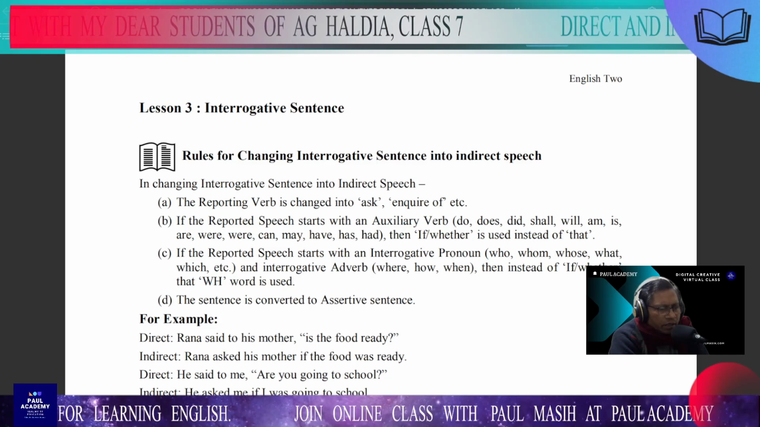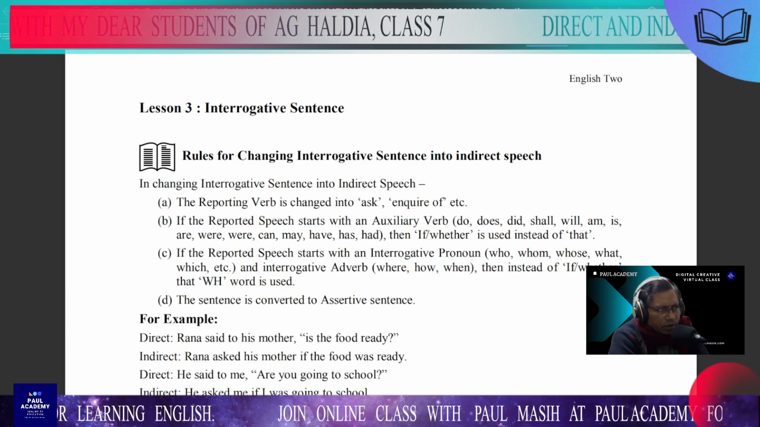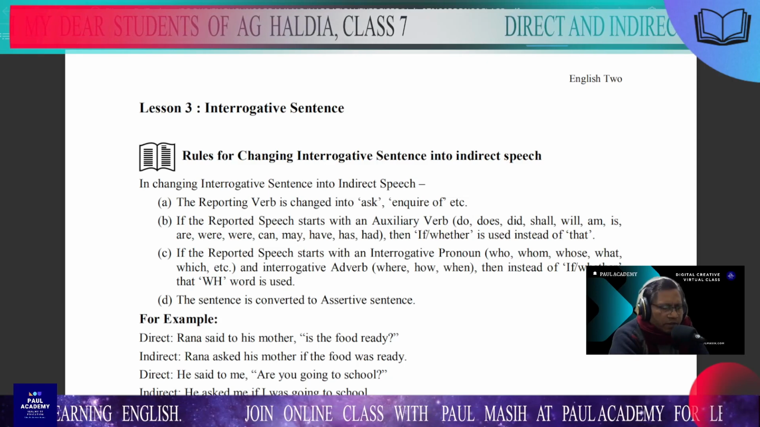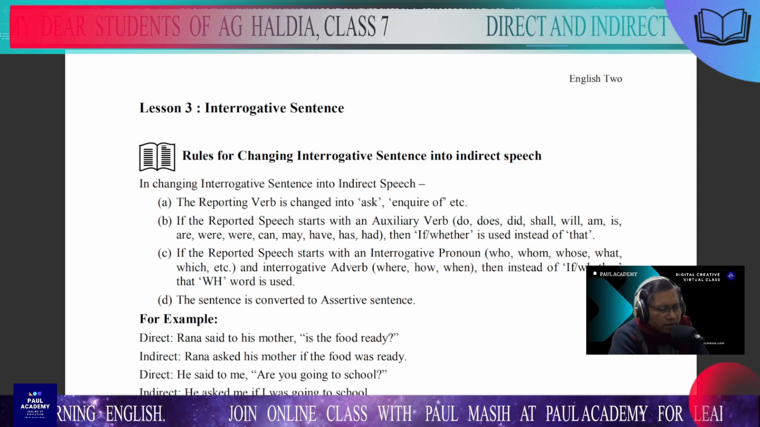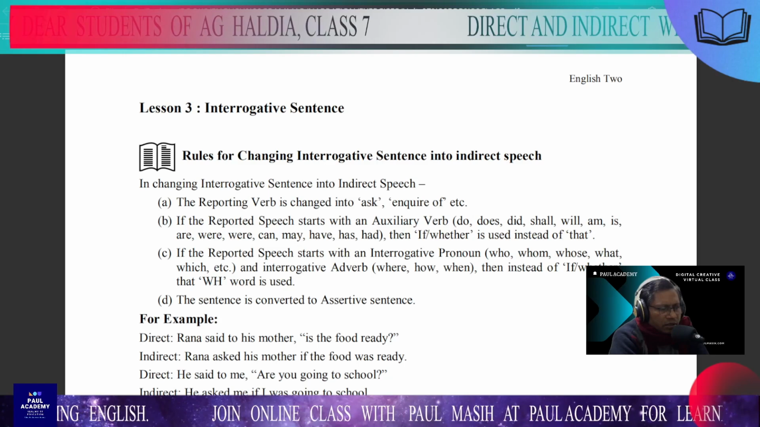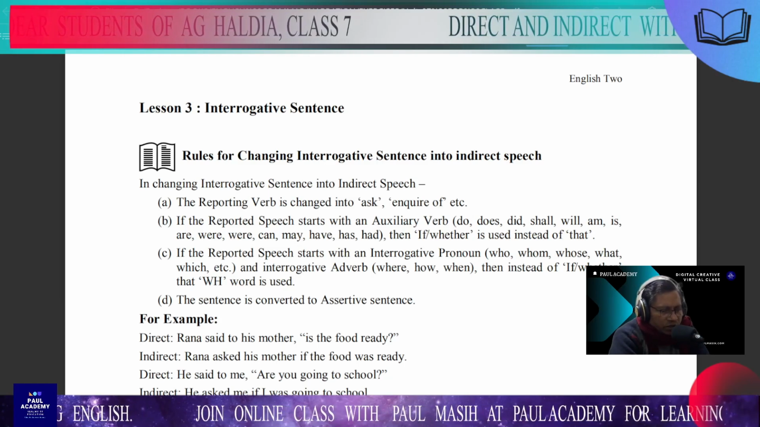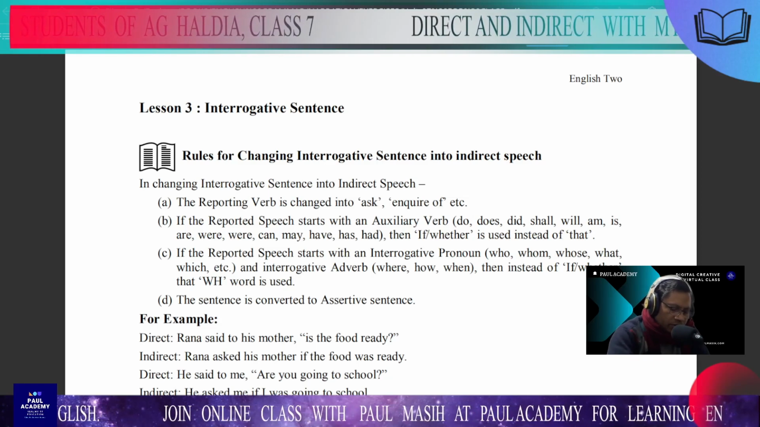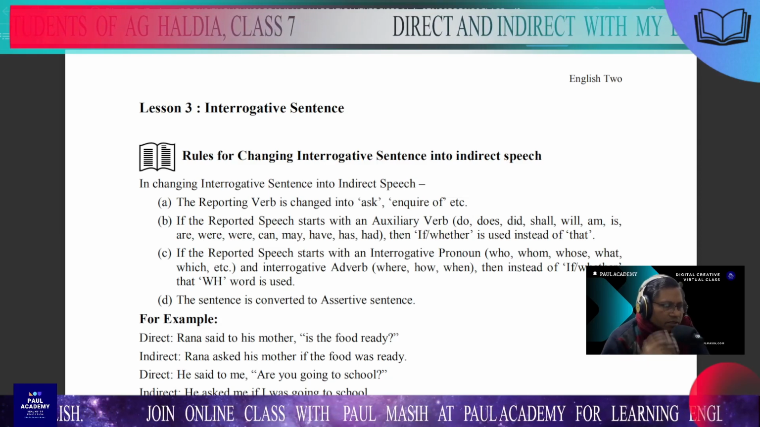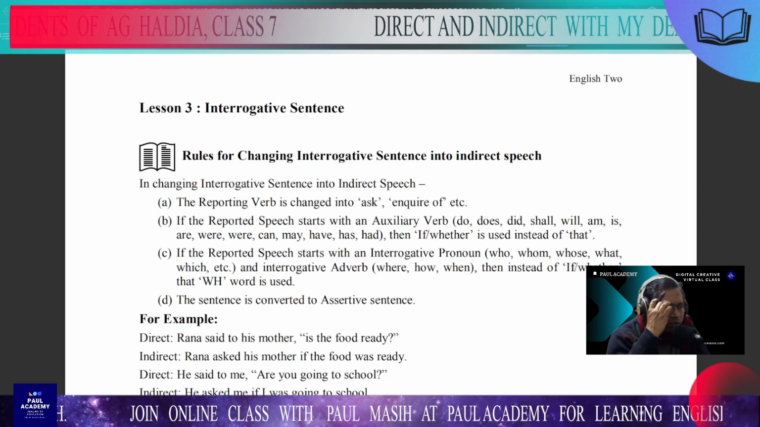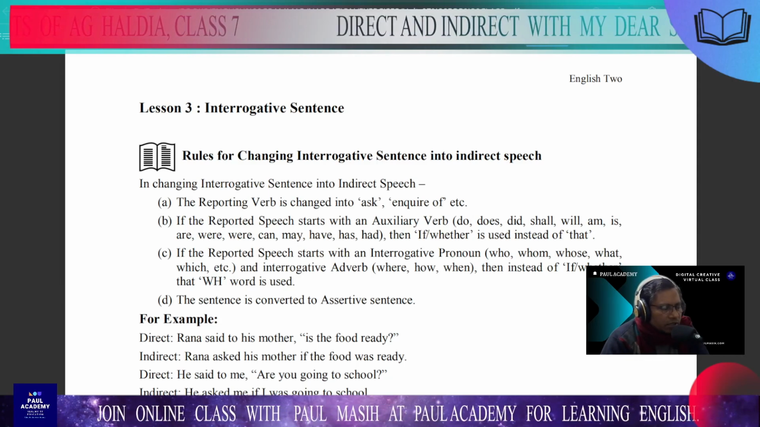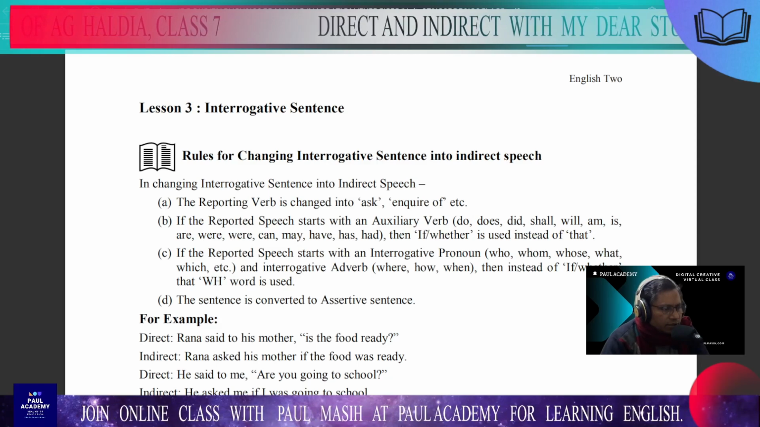I have been doing this lesson for the last couple of classes. Today, I have taken interrogative sentences. It is in the series of direct and indirect for my beloved students, and many of you have told me to take interrogative sentences in this lesson today. So I have taken interrogative sentences for today's lesson. I hope that you will understand and enjoy it.